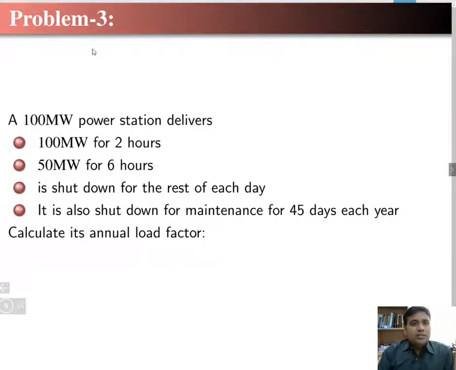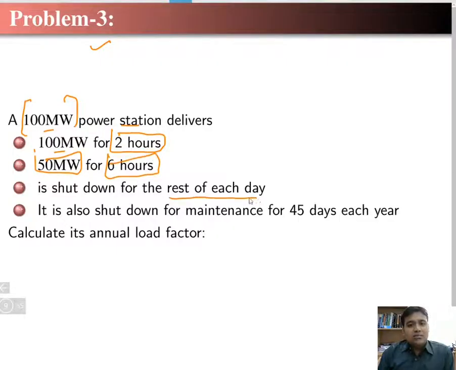The problem number 3, here we have to calculate for a 100 megawatt power station which is delivering 100 megawatt for 2 hours duration, 50 megawatt for 6 hours duration and is shut down for the rest of the day. Also, it is known that it is in maintenance for 45 days each year. So you have to calculate the annual load factor.